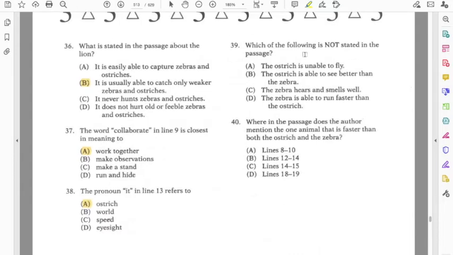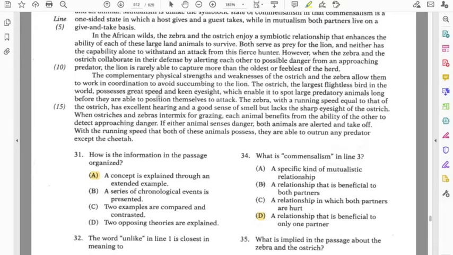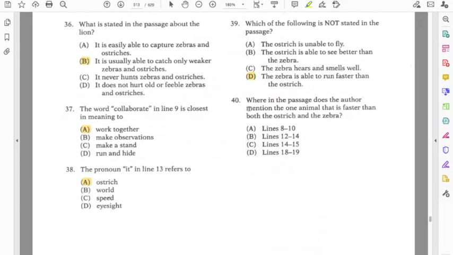Number 39, which of the following is not stated in the passage? The flightless bird, that was what I just read. The ostrich is able to see better than the zebra. I remember that. The zebra hears and smells well. I remember that. The zebra is able to run faster than the ostrich. I don't remember that. What I remember is that they run at the same speed. Let's look for it. The zebra with a running speed equal to that of the ostrich, so it doesn't run faster, it runs at the same speed.